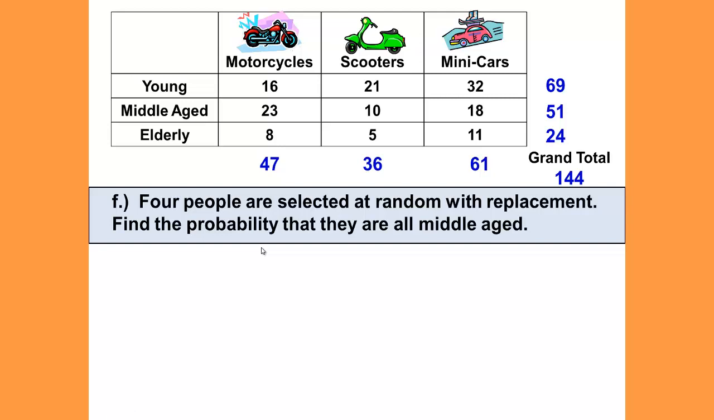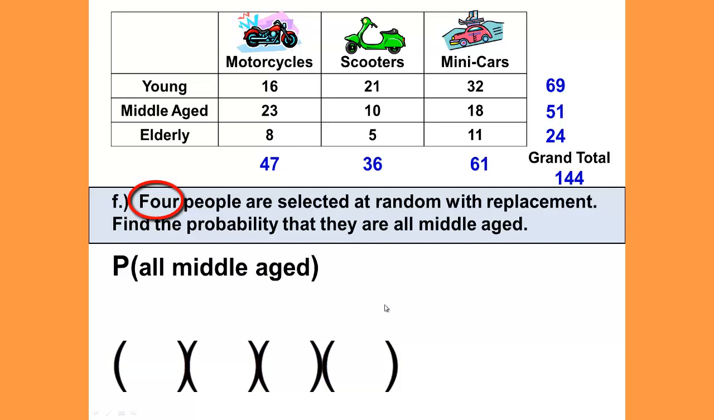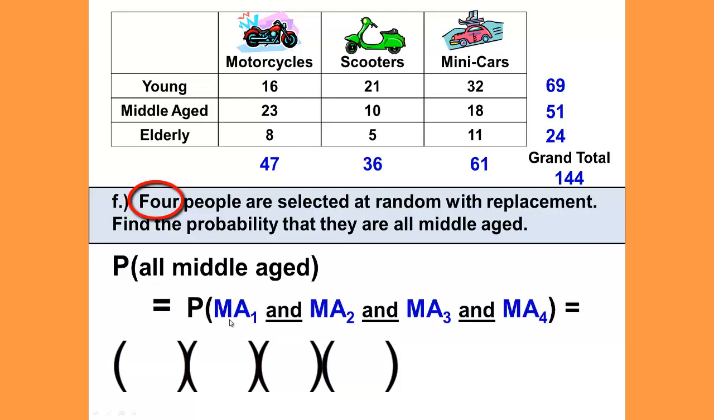4 people are selected at random with replacement. Find the probability that they're all middle-aged. Well, in this problem, the first thing I see is the number 4. I want to remember that this 4 will tell me how many times I will multiply out my fractions that I get for my probabilities. It will not be used as part of my numbers in the fractions themselves. The numbers for the fractions themselves will come from the table. The next thing I want to see is that I'm looking for all middle-aged, and I need to do it 1, 2, 3, 4. Instead of writing it out like Ms. Borlaug does, I generally write 4 parentheses at this stage.